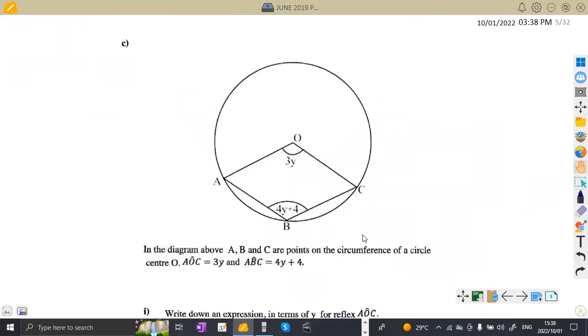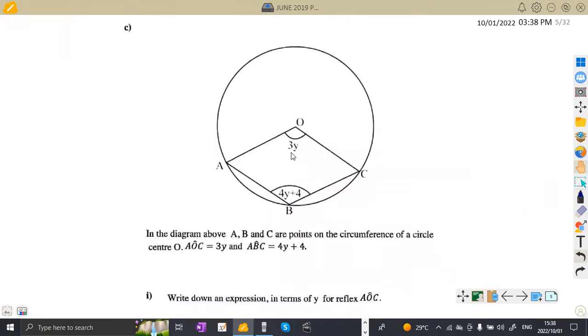The other part, on C: you are given in the diagram that A, B, C are points on the circumference of a circle. This is 3y, and this is 4y plus 4, given in terms of y. So write down an expression in terms of y for the reflex AOC.